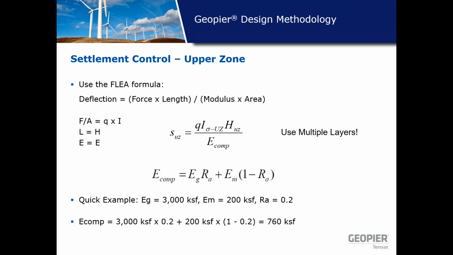So as a quick example, if you had a pier modulus of 3000 KSF and 20% of that footprint is piers, and your soil had a modulus of 200 KSF and it would compose 80% of that footprint, your composite modulus for that material would be 3000 KSF times 20% plus 200 KSF times 80%, giving you a value of about 760 KSF.